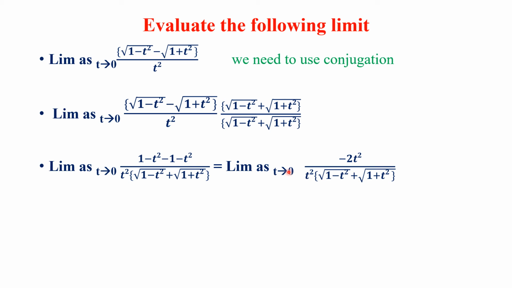If we plug in 0 for every occurrence of t on this right hand side, this is what we get. We get negative 2 in the top. Why? Because t square cancels with t square. So the numerator is left with only negative 2, and the denominator is left with square root of 1 minus 0 plus square root of 1 minus 0, which gives us 2. So negative 2 divided by 2 is equal to negative 1. And that is the answer for this question. Let's move on to the next question.